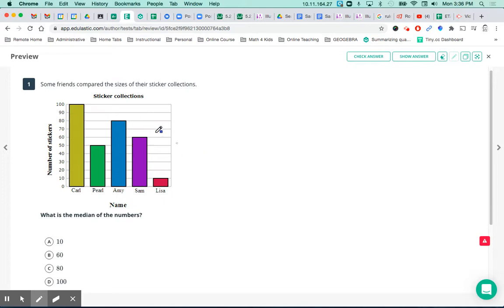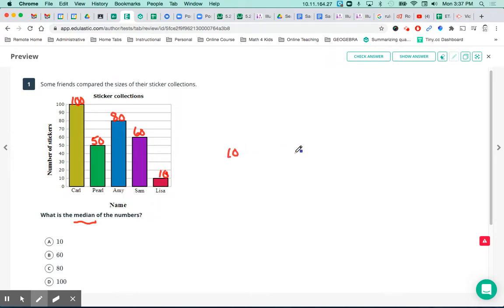All right, first thing, question number one. Some friends compare the size of their sticker collections. What is the median of the numbers? So we need to identify how many each of these are and then write them in sequential order from smallest to biggest. Carl has 100, Pearl has 50, Amy has 80, Sam has 60, and Lisa has 10. Okay, so let's write them in order.